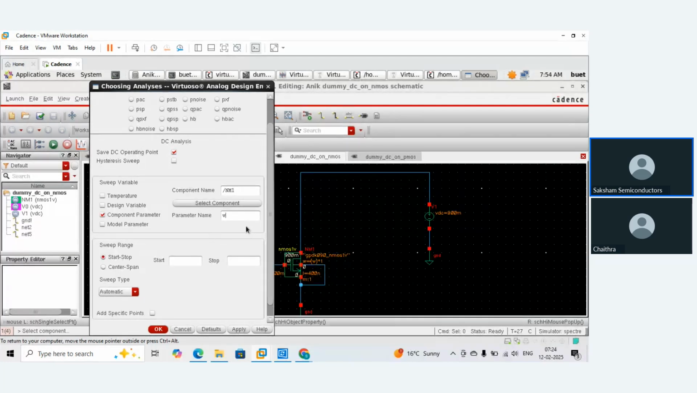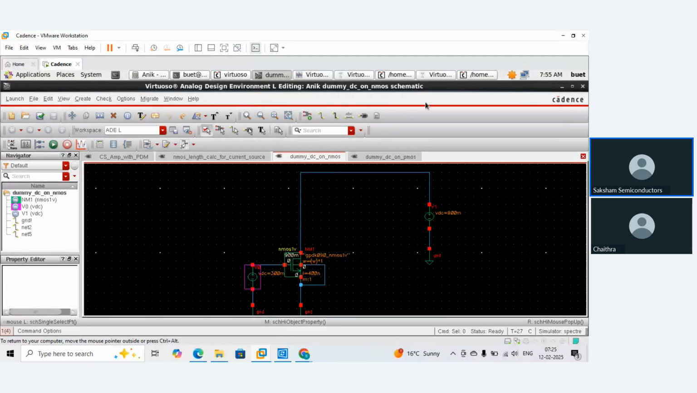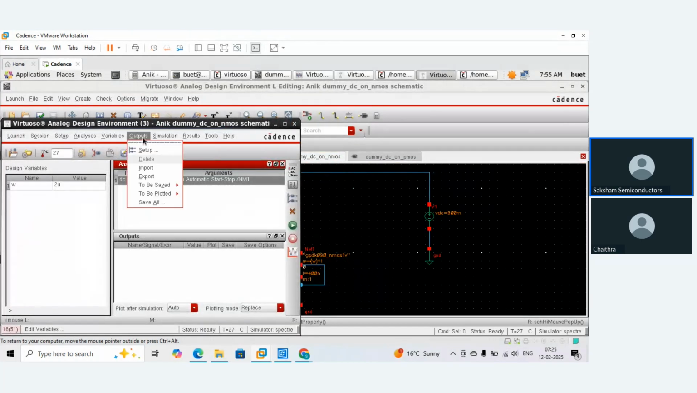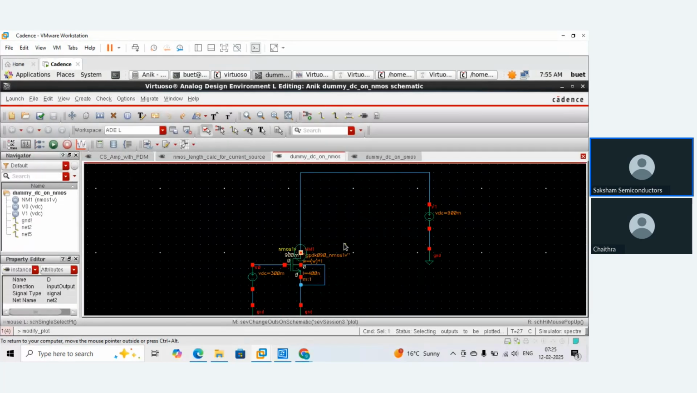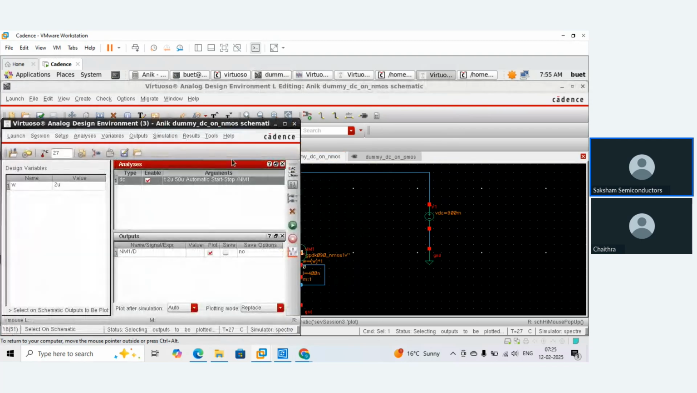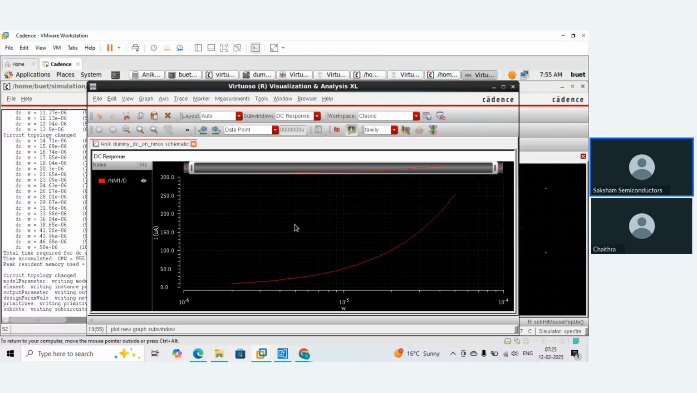So I'm going to vary my width from 2 micrometer to 50 micrometer, and I'm going to perform the DC analysis. DC analysis is going to give me the drain current. That means for the value of drain current equal to 100 microampere, what will be my width? If I am able to get that particular value of current and W, I can fix up the W. So if I just now run it, the outcome would be this one.